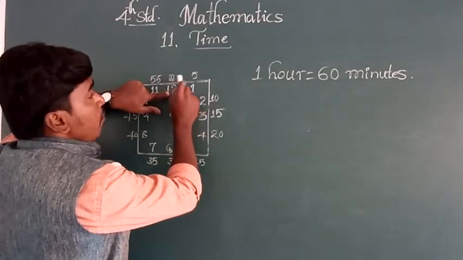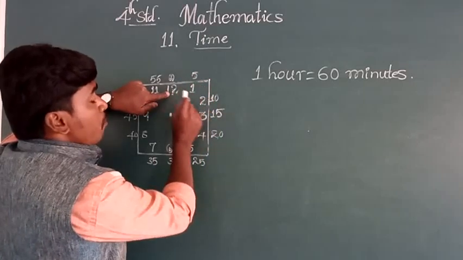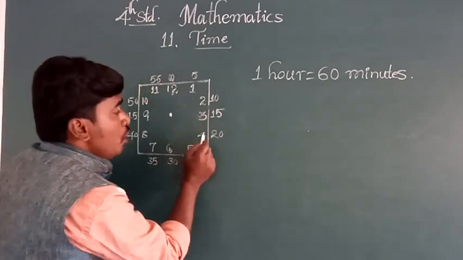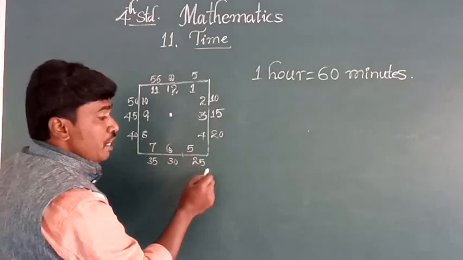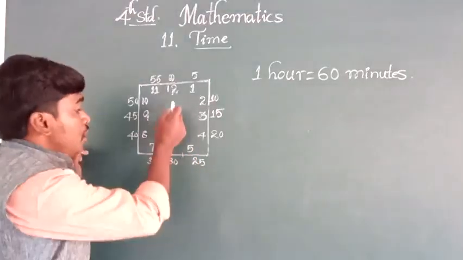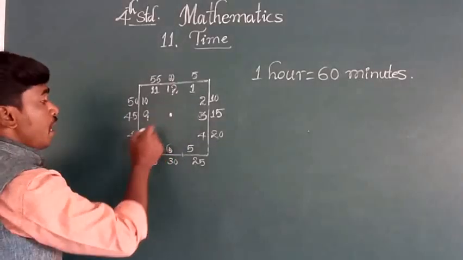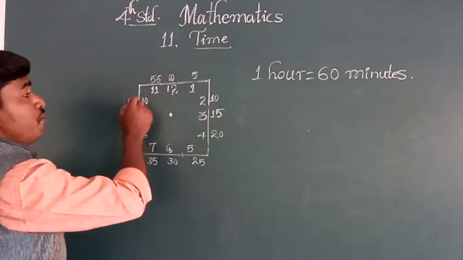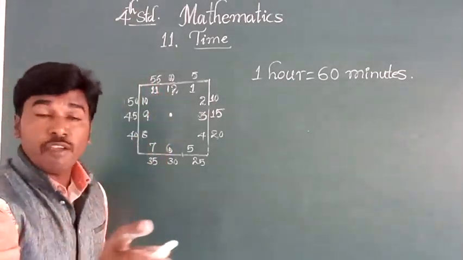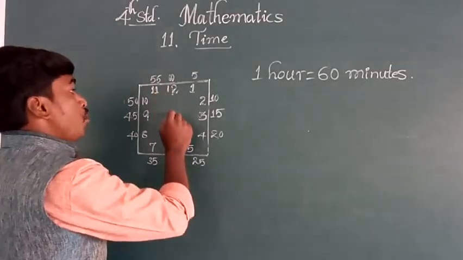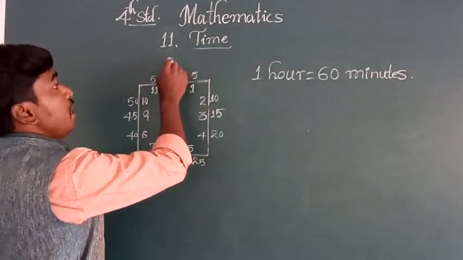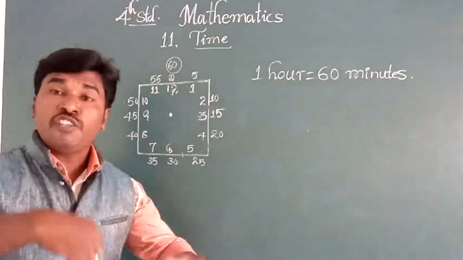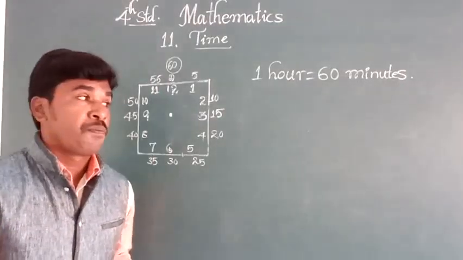From 12 to 1, there will be 5 minutes. From 12 to 2, 10 minutes. 3, it is 15 minutes. 12 to 4, 20 minutes. 12 to 5, 25 minutes. 12 to 6, 30. 12 to 7, 35. 12 to 8, it is 40 minutes. 12 to 9, 45 minutes. 12 to 10, 50 minutes. And 12 to 11, 55 minutes. And 12 to again 12, it is 60 minutes. If it completes 60 minutes, it means that it completes the hour. Next, it will proceed to the next hour. So like this.